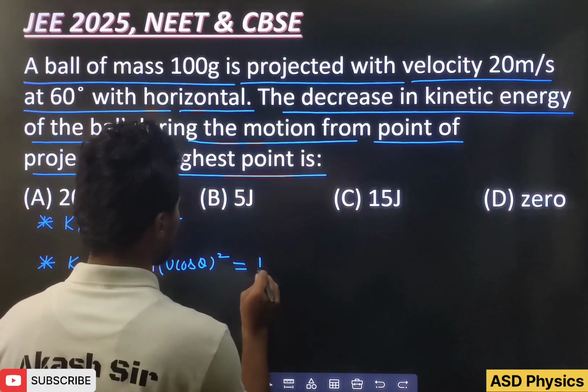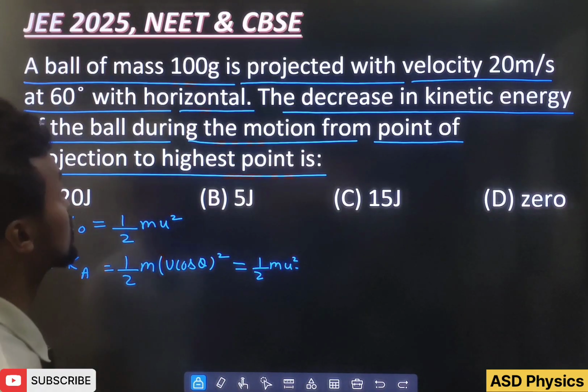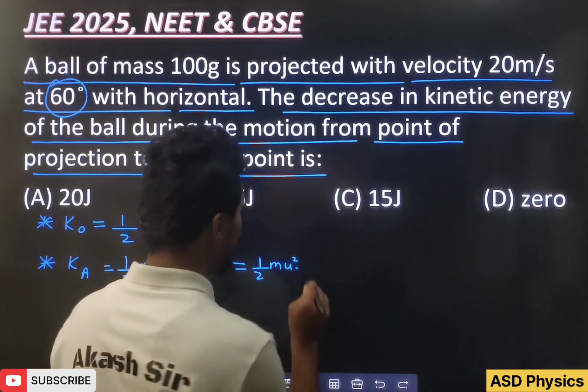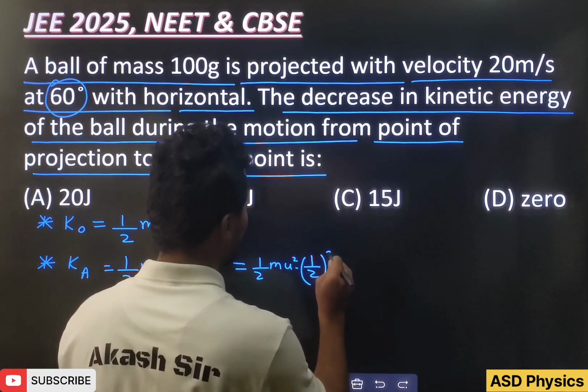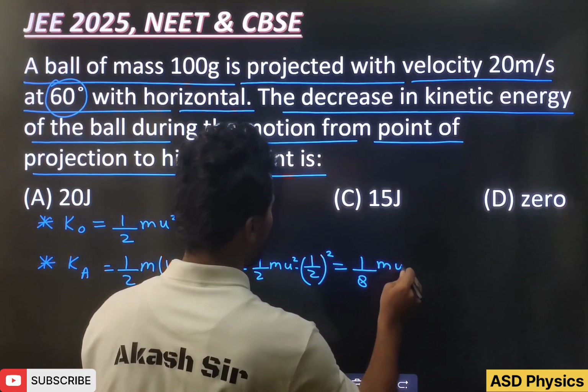So this will become half m u square cos square theta. Theta, how much is given here? 60 degrees. Cos 60 is 1 by 2, so I can write 1 by 2 squared. It will become 1 by 8 m u square.